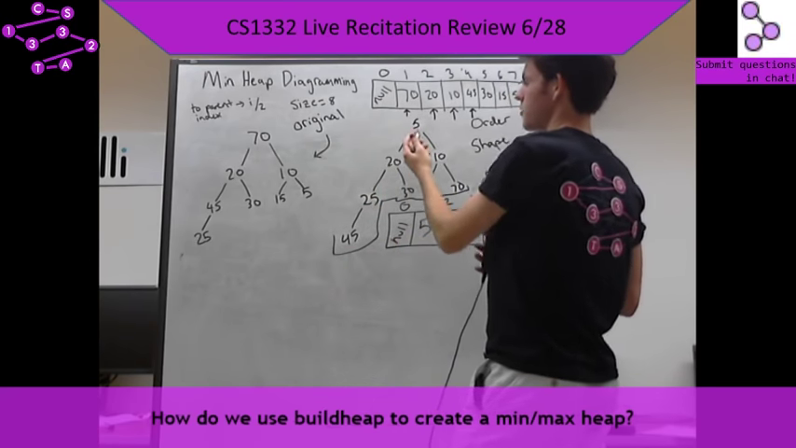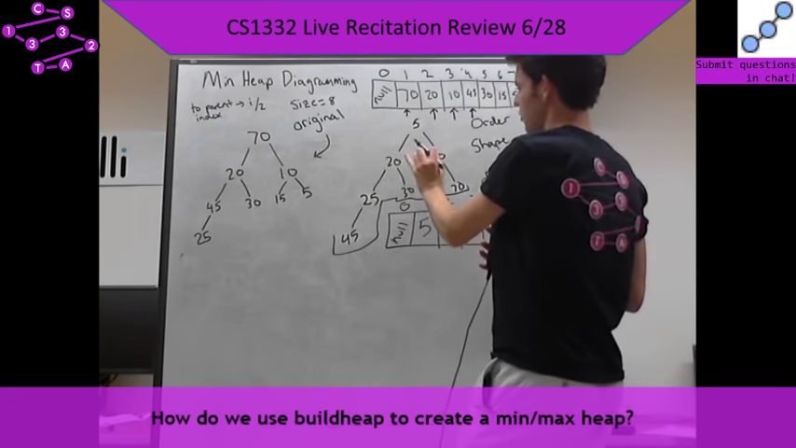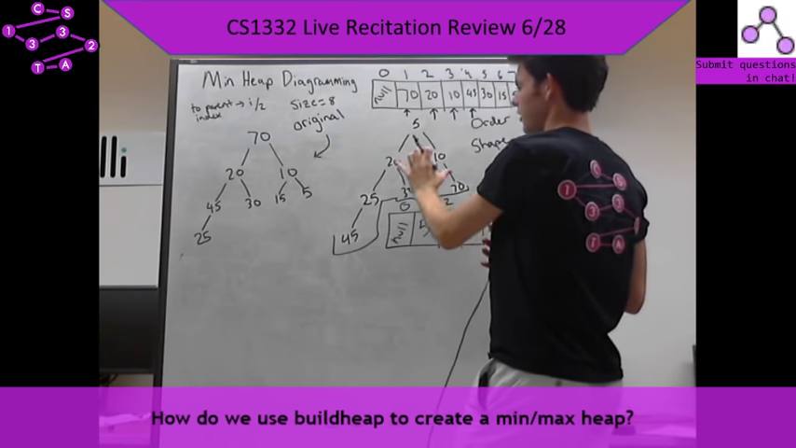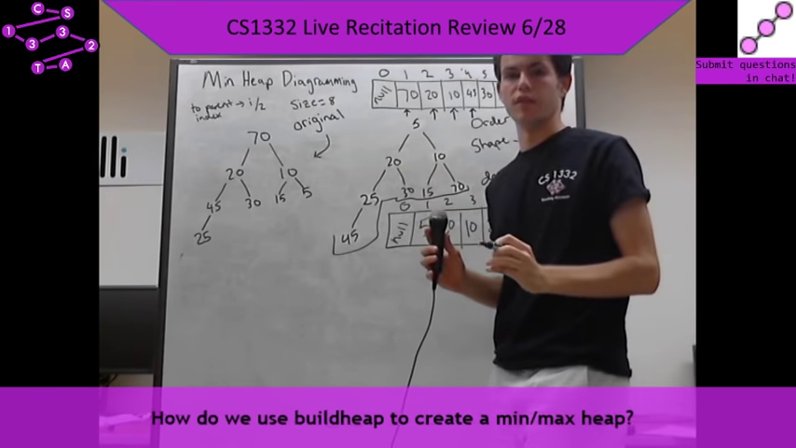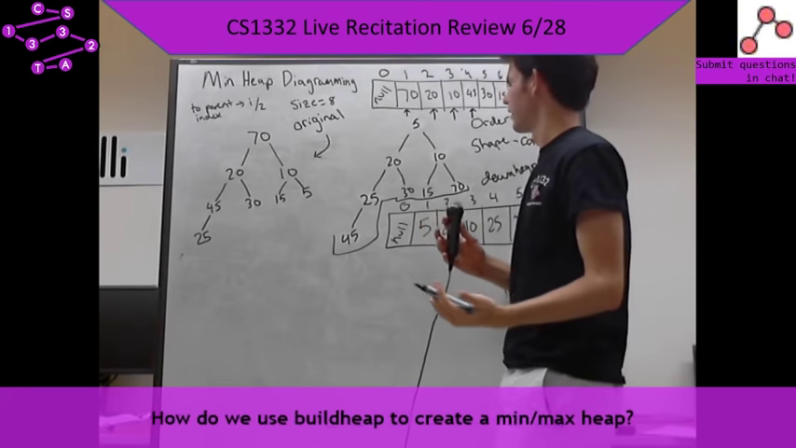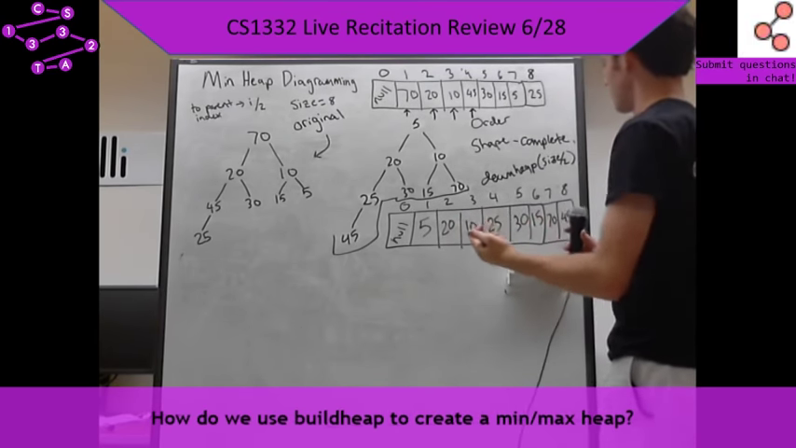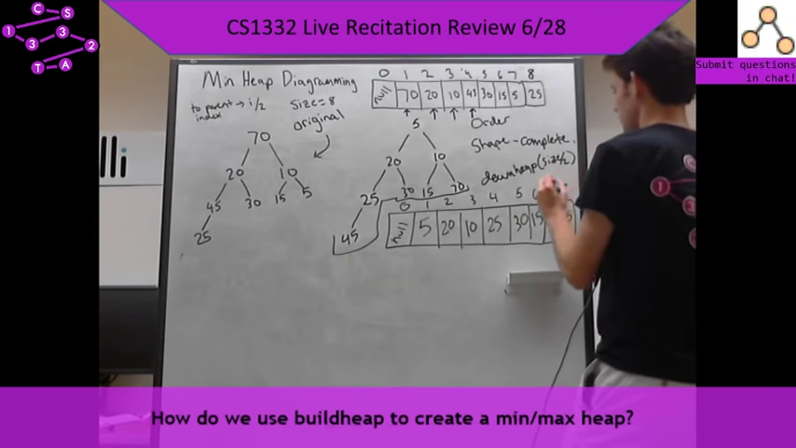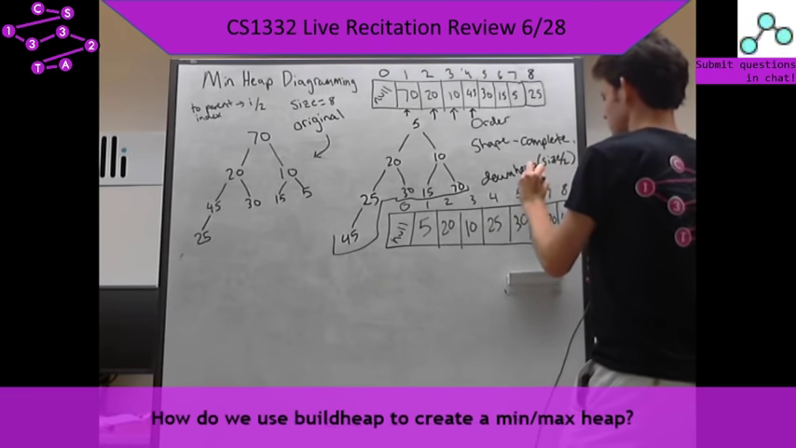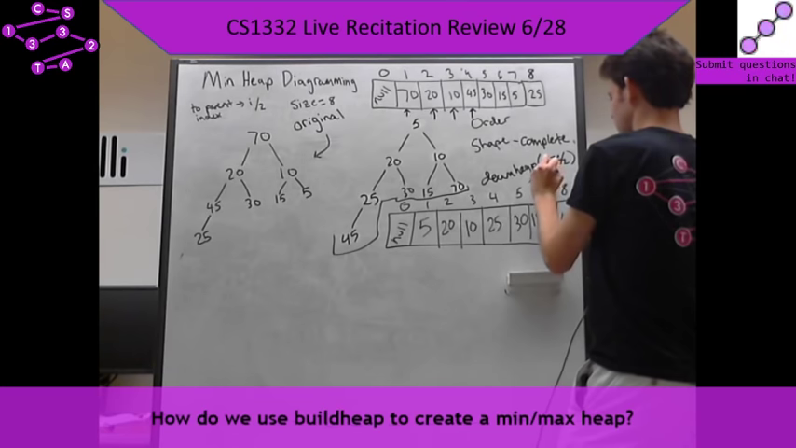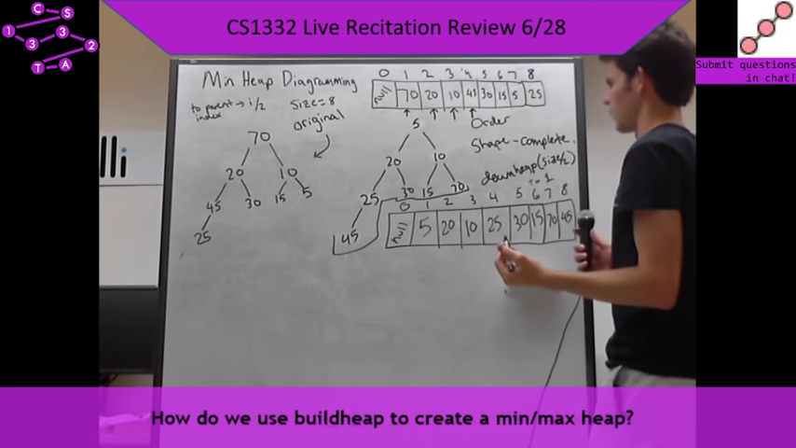I say, is 5 the minimum element? Yes, it is. Both of its children are larger than it, and we already determined that those subtrees were valid min heaps. So we're done. Really the main thing you need to understand is that you're just down heaping from size over 2 to 1. I can draw that out a little bit clearer if you guys want that.